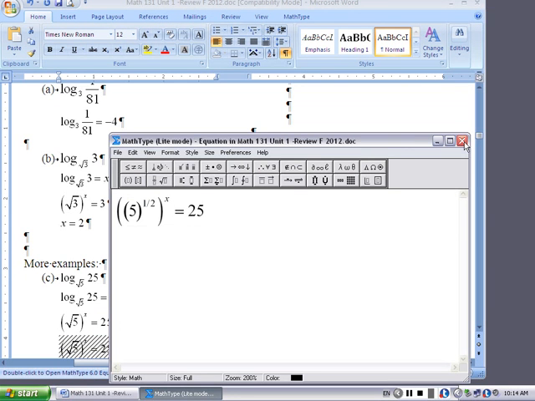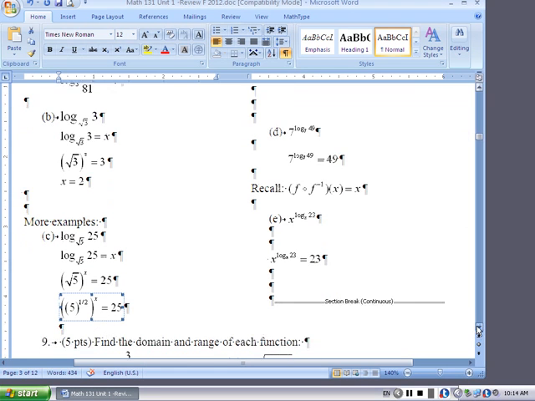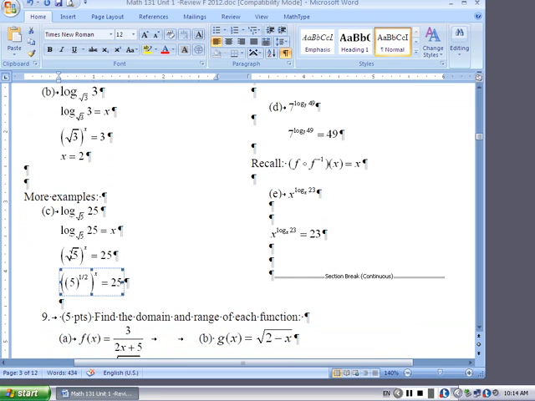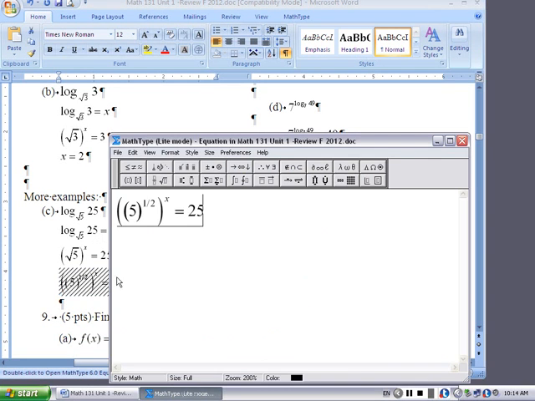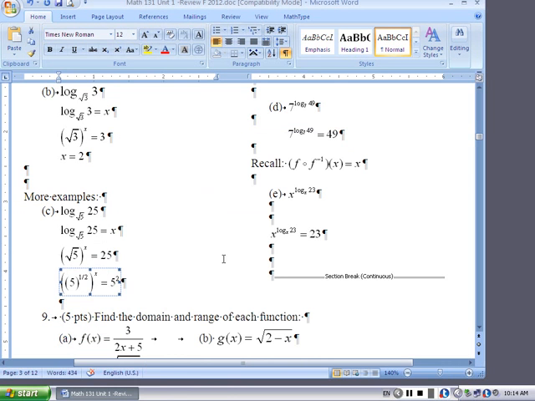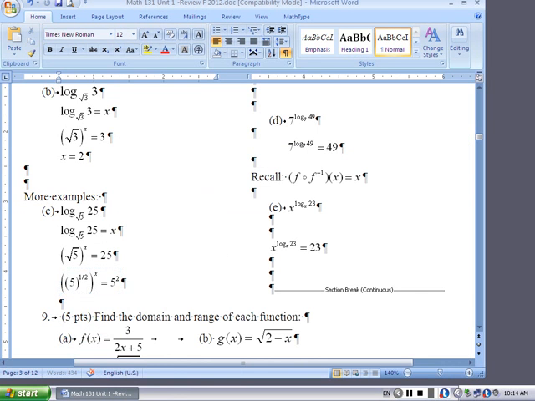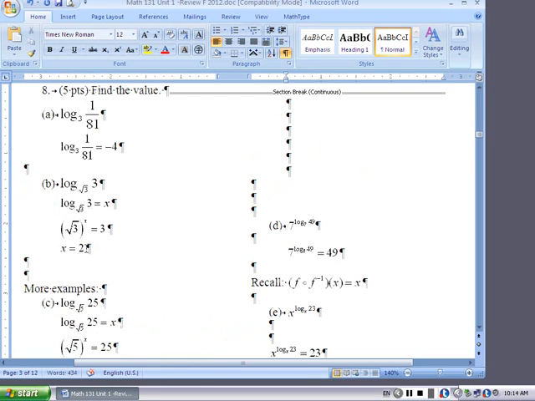Does it make sense to you guys? What is the square root of 5? Square root of 5 is 5 to the power 1/2. And when we have a power of a power, we multiply the exponents. Is that okay? What is 25? Can anybody tell me what 25 is? 25 is 5 to what power? 5 to the power 2. Okay? So now let's see.